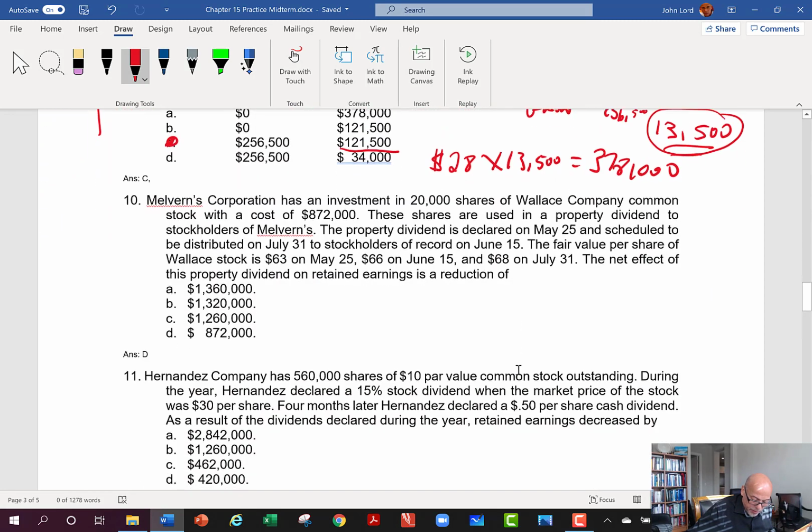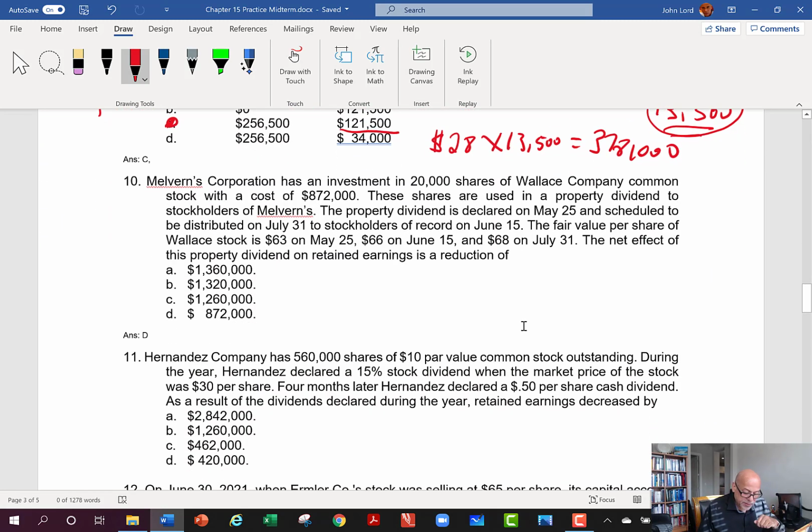Okay. All right, good. Let's go ahead and let's take a look at this one. And here we've got this Melvin Corporation, and they want us to determine the amount of the property dividend, what will be the reduction of the retained earnings as a result of this. So we're first going to, again, have to figure out, well, what's the gain, and then what's the amount that comes out for the dividend.